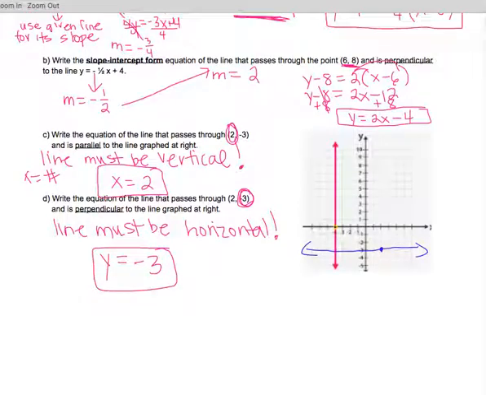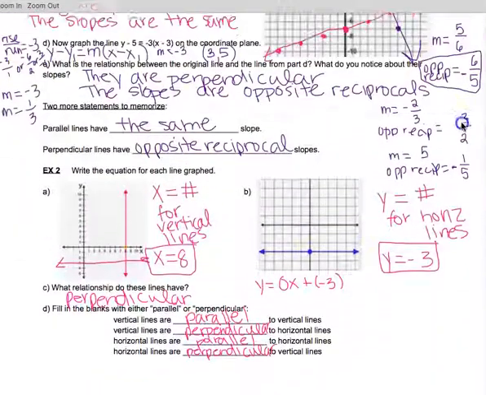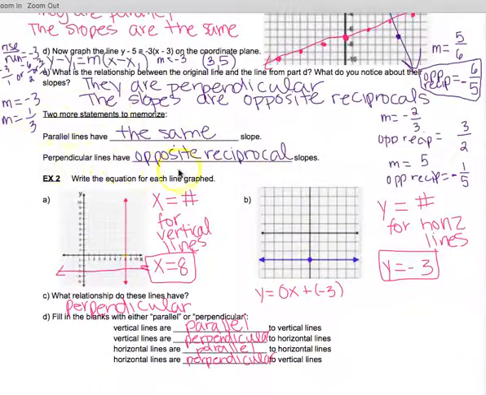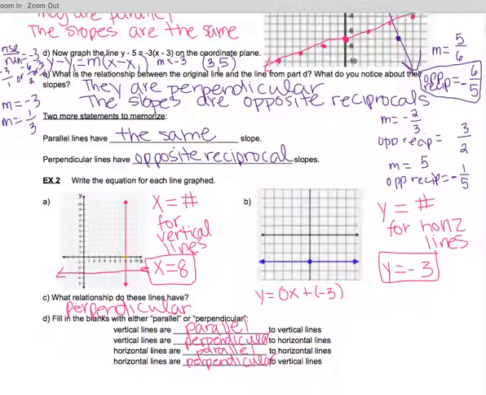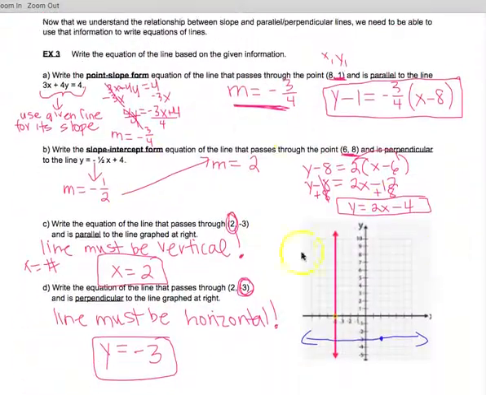All right, so again, you must have these guys memorized. So if you're making flashcards, I would suggest that you maybe write parallel lines have blank slope on one side and write the same on the other, and then do the same idea with the perpendicular lines and the opposite reciprocal slopes. So we've given you examples of all kinds of everything, so make sure you reach out with questions that you have.